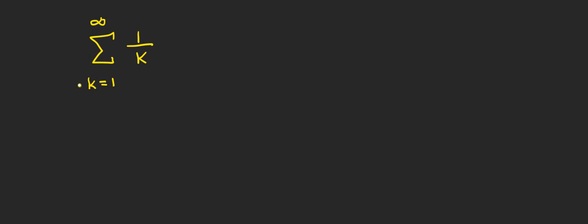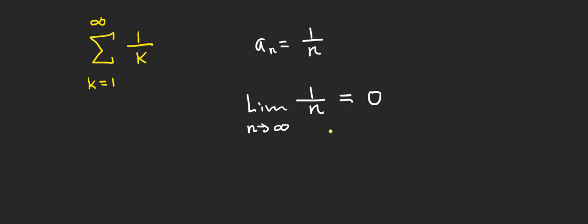Now what about this infinite series? Our a of n is 1 over n. And what happens as the limit as n goes to infinity of 1 over n? As n goes to infinity, this approaches 0. So what can we conclude now? This is equal to 0. Well, the n-term test is inconclusive. By the n-term test, we do not know whether this series will converge or diverge. We have to use different tests.